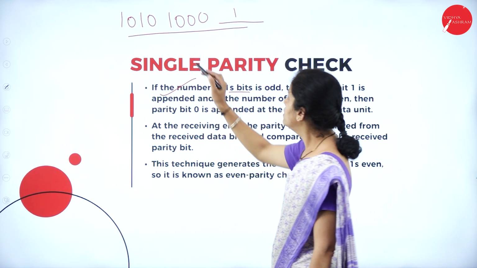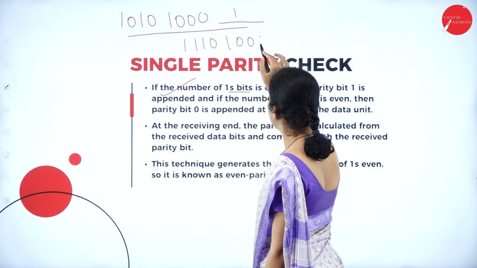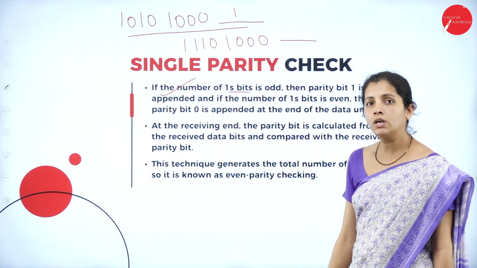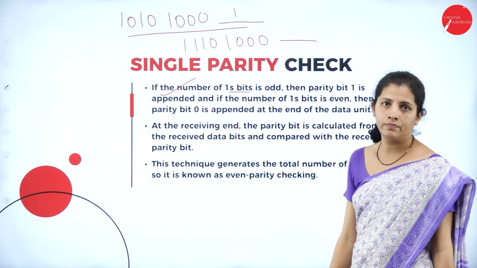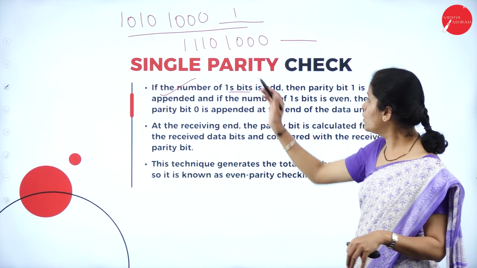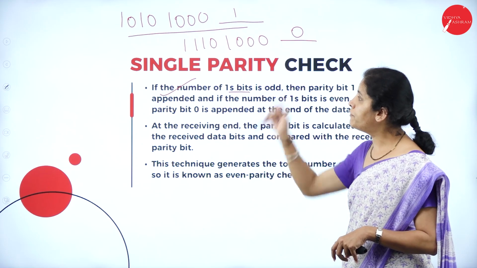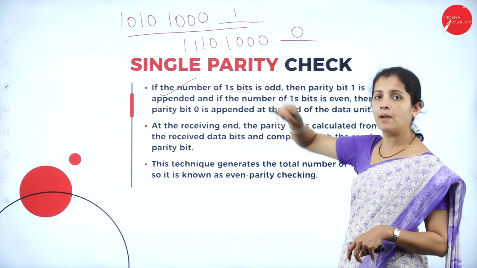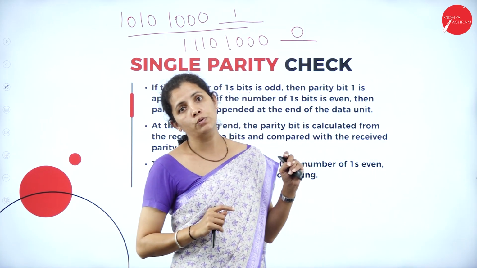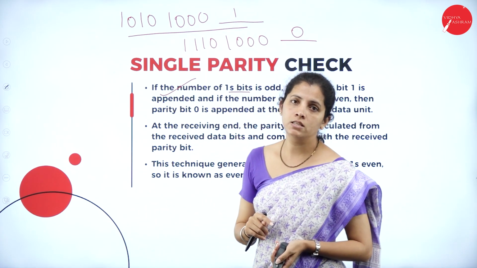For example, I'll take another one. Okay, this is my data bit. Now see, how many ones do I have? Total 4 ones. Okay, 4 is nothing but an even number. So with 4 ones, in my parity bit I'm going to place 0. If there is an odd number of ones, in my parity bit I'm going to place 1 to make it even parity. And if I have an even number of ones, in my parity bit I'm going to place 0.